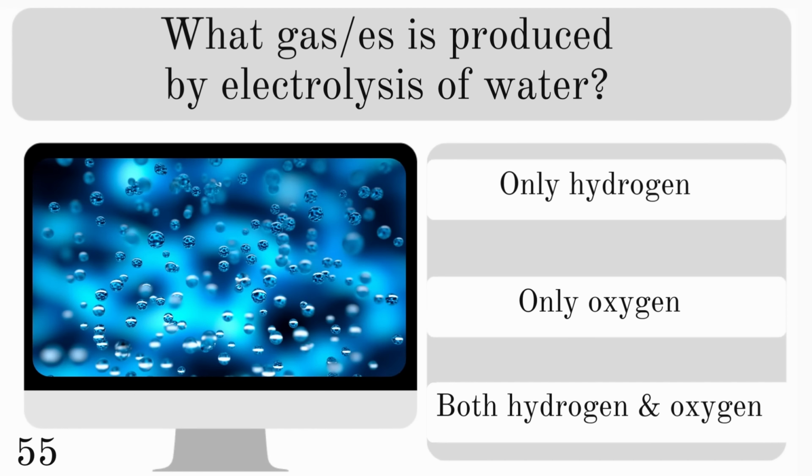What gas or gases are produced by electrolysis of water? Only hydrogen, only oxygen, or both hydrogen and oxygen? The correct one, both hydrogen and oxygen.